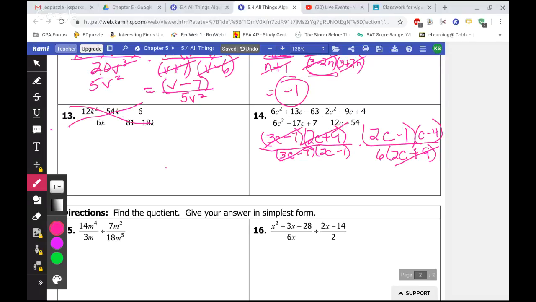So those two cancel. Vertically on the bottom in the first rational expression, I have 2c minus 1. And diagonally across from it, I have 2c minus 1. So what do I have left on the top? Is c minus 4 all over 6.